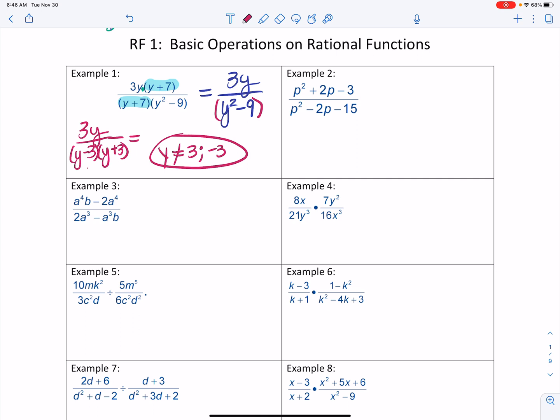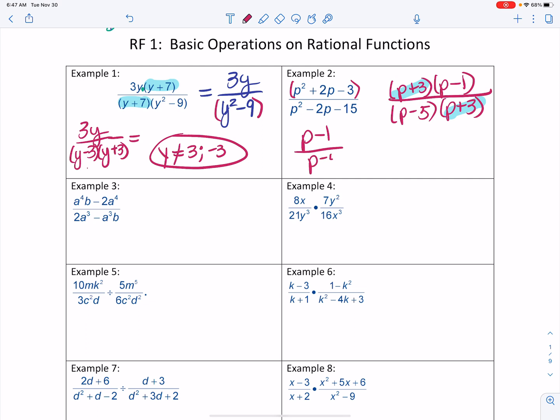All right? So on the next one, you can't just be like, woo, p squareds cancel, because those aren't p squareds. That's this entire thing. The only way you cancel that is if you have the exact same thing in the denominator. So what we're going to do here is we're going to say, okay, well, this is p plus 3 and p minus 1. That's why we've been practicing factoring. And the denominator factors of 15 that subtract to negative 2, p minus 5, and p plus 3. Now that I have that, these are exactly the same. Okay, and so my final answer is p minus 1 over p minus 5.